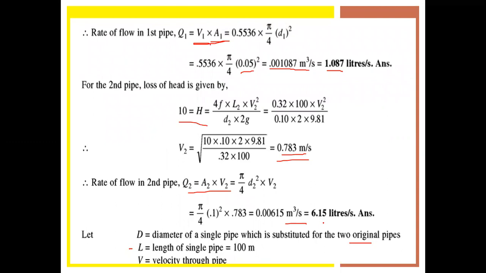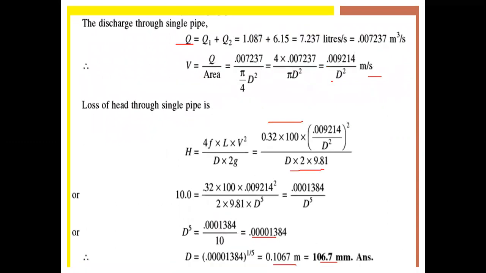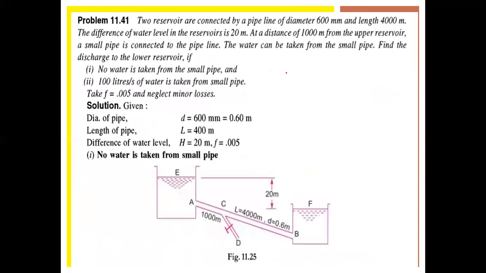The rate of flow is 6.52 liters, that is 1.087, but here the rate of flow is Q is equal to so and so. Okay. The D is equal to 1.6. If we take 1.6, then the velocity and the discharge will be totally changed. Next.